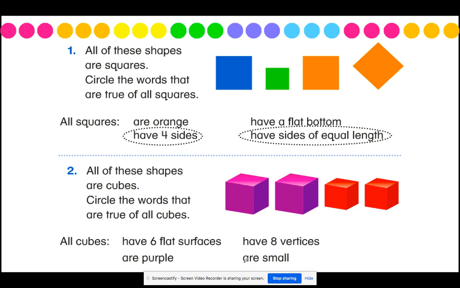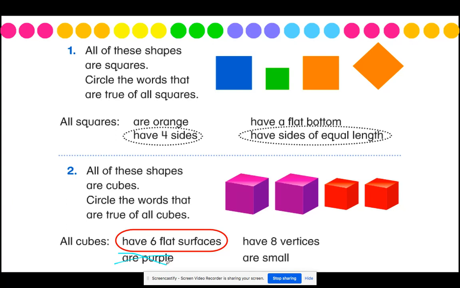So let's start with the first clue. Is it true that all cubes have 6 flat surfaces? Well, if we think about what a cube looks like, we know that a cube does have 6 flat surfaces. So do all of these have flat surfaces? Yes, they do. That clue is true about all of the cubes. So we can circle that clue. Next clue, let's go down to are purple. Looking at these 4 cubes here, are all of these cubes purple? I hope that you said no. 2 of them are red, so I cannot circle that as one of my clues.